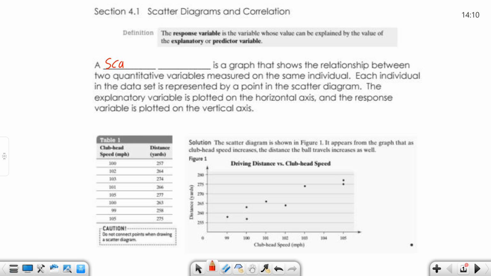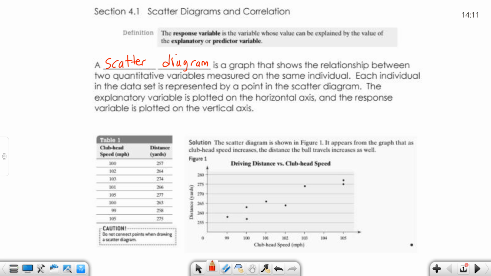This is a scatter diagram. The explanatory variable is plotted on the horizontal axis, and the response variable is plotted on the vertical axis. So Table 1 has club head speed in miles per hour and the distance in yards. This is a golf club swinging and a golf ball flying in the air. So 100 miles an hour, the first one, it went 257 yards. 102 miles an hour on the second, 264 yards. 103 miles an hour, 274 yards. 101 miles an hour, 266 yards, and so on and so forth.